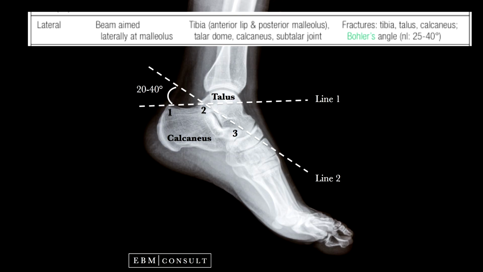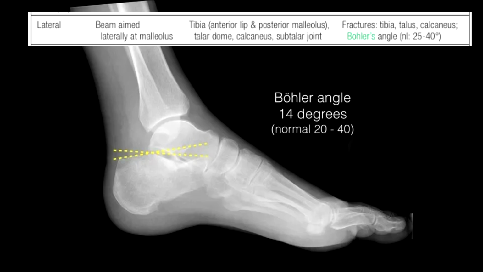One of the key measurements taken from the lateral view is Bohler's angle, which normally ranges from 25 to 40 degrees. A decrease in this angle is highly suggestive of a calcaneal fracture and is one of the standard radiographic criteria used in trauma evaluation. The lateral radiograph is also indispensable for assessing subtalar joint alignment and for visualizing posterior malleolar fractures.